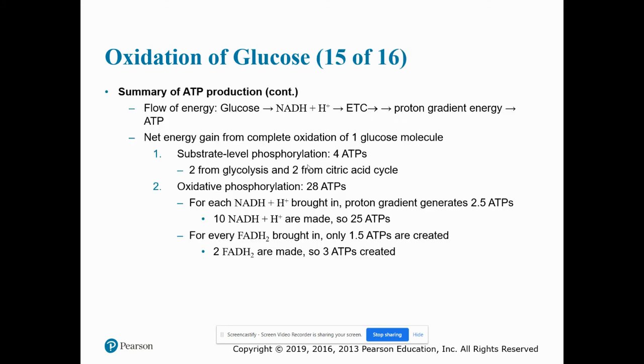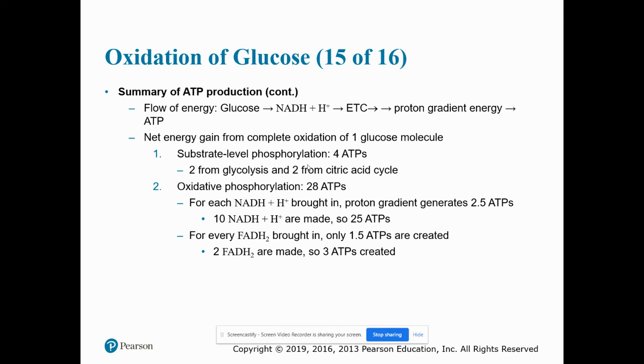And then a summary of ATP production. We have the flow of energy. I don't know that I like necessarily this flow of energy, so don't get too hung up on this. Glucose to NADH plus a hydrogen is then to electron transport chain, proton gradient energy, and then to ATP. Because it's also FADH2 is in there. And anyway, don't get too hung up on that.